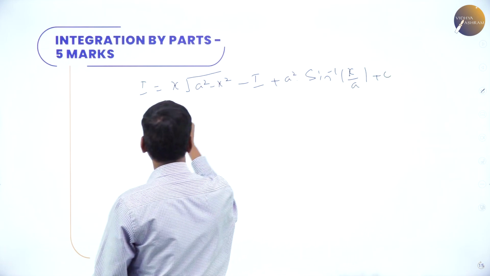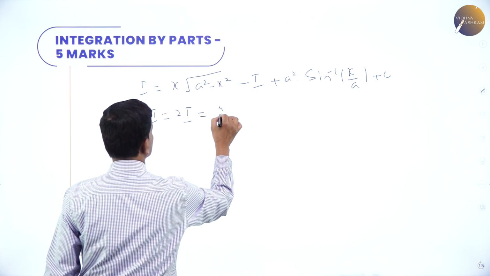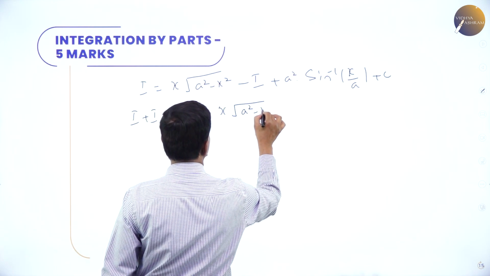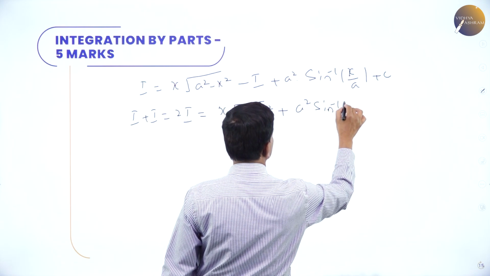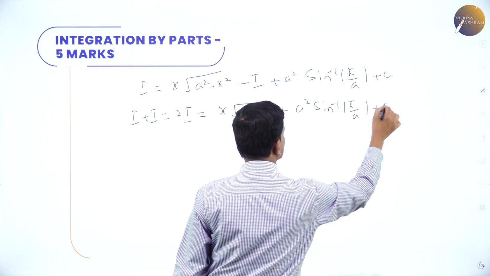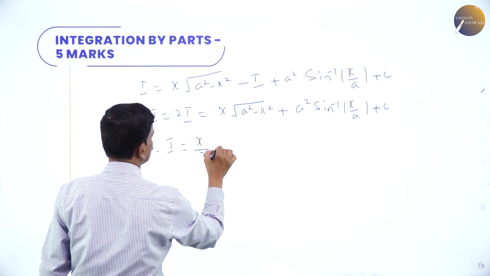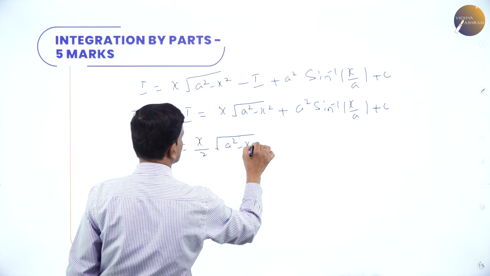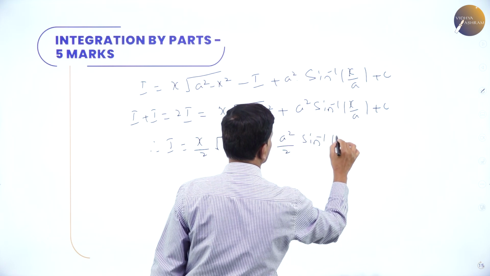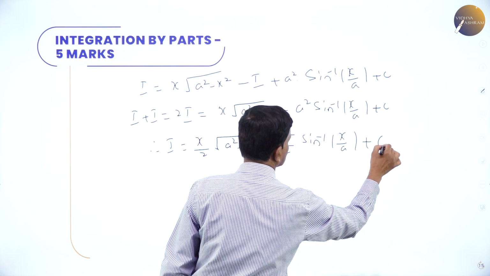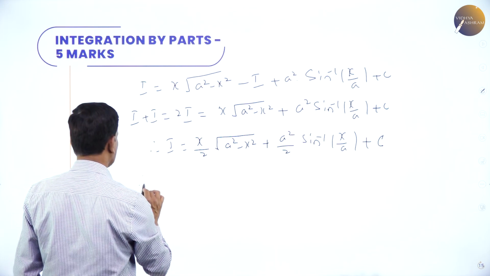Transfer this, I plus I is 2I. 2I is equal to x into root of a square minus x square plus a square sine inverse x by a plus c. Now divide by 2, therefore you will get I is equal to x by 2 into root of a square minus x square plus a square by 2 into sine inverse of x by a plus capital C. So this is the integrated answer, very important formula.